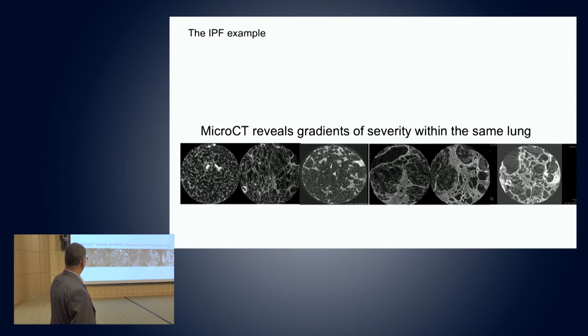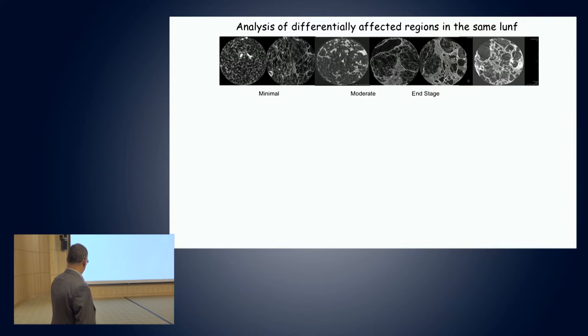And this is another example. If you do micro CT, which allows you to image the lung at 5 to 10 microns of resolution, this actually looks like pathology.